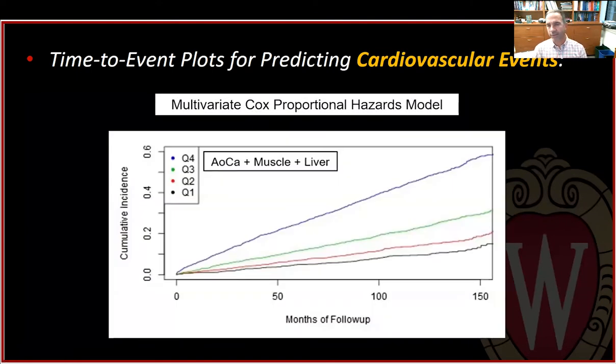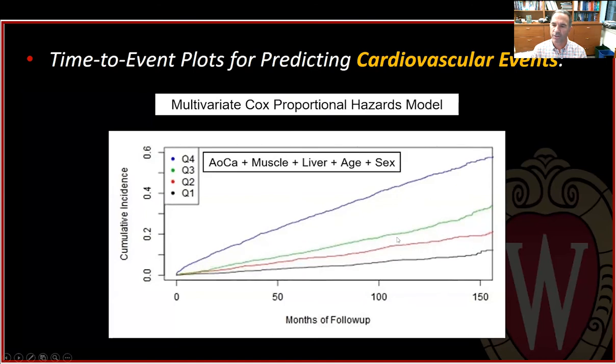Now, looking at cardiovascular events, it's a similar story, but here I'll just show you a Cox survival model with a multivariate approach. If you add age and gender, you can see you improve prediction or separation a little bit, but it's really the CT factors that are driving it, not the age and sex information. So that's, again, good news for these body composition measures.